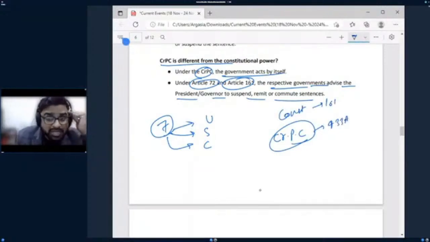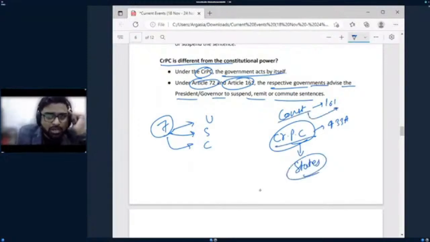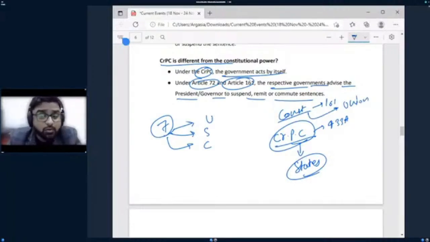The question here is that CRPC can be amended by states as well, but the Constitution can only be amended by the Union. So maybe this is one of the causes. The states do not want to lose their power of amendability. They can change the provision by their wishes. तो ये भी एक रीजन हो सकता है.